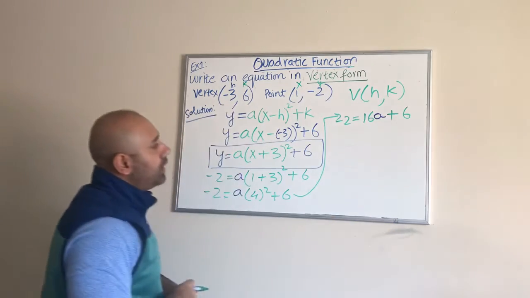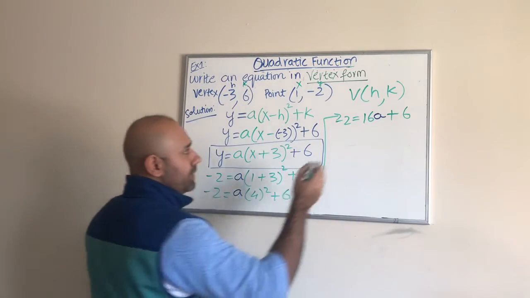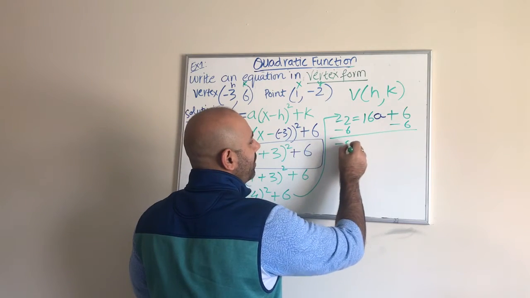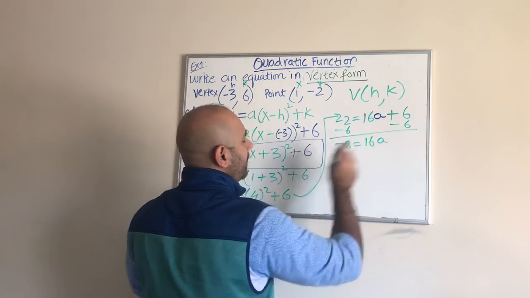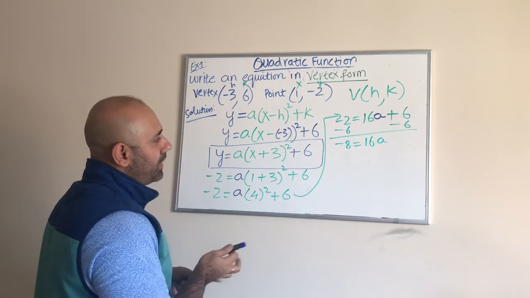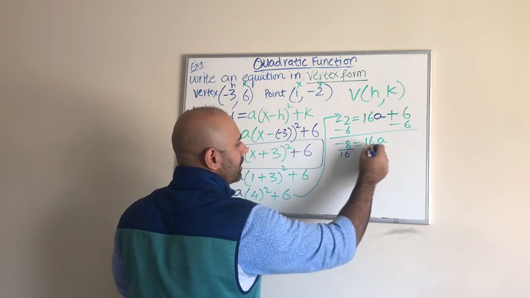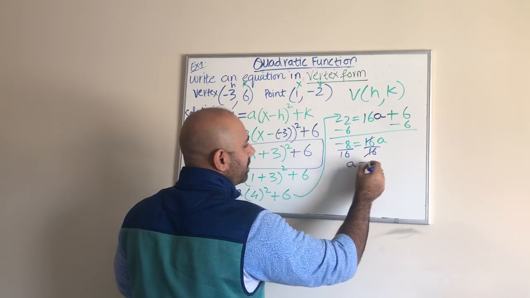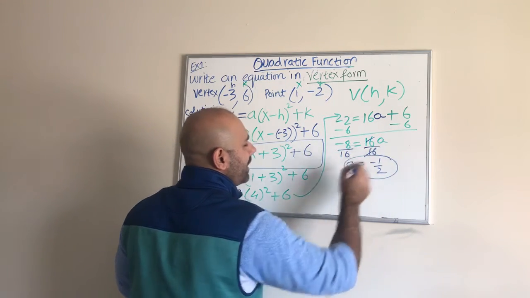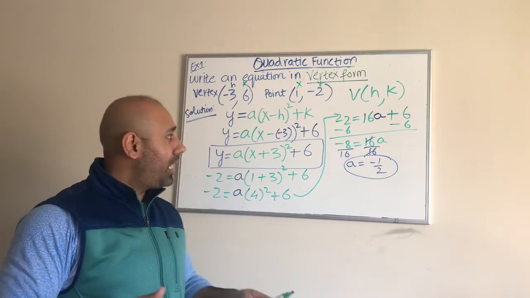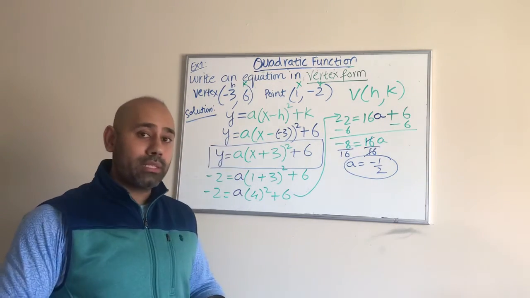Okay, so to get a by itself, the first thing we have to do is subtract 6 from both sides. We get -8 = 16a. To get a by itself, divide both sides by 16. When this crosses out, what do I get? I get a = -1/2. That already tells me that the graph is going to open down, so this vertex gives us the maximum.